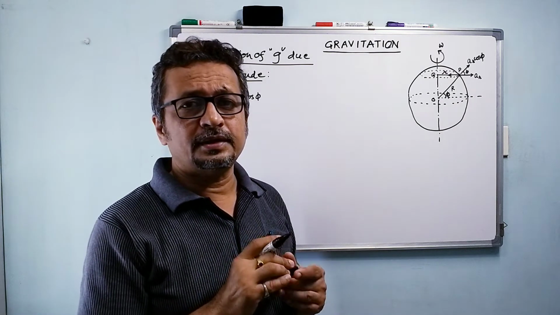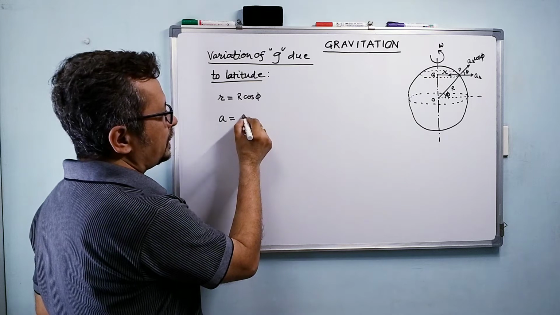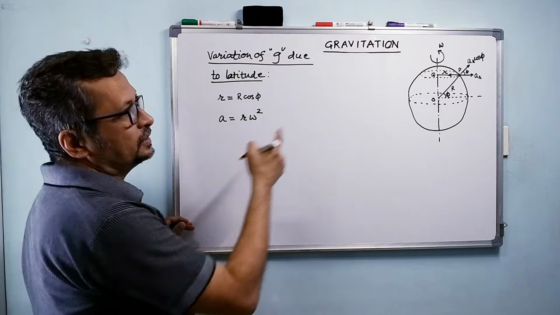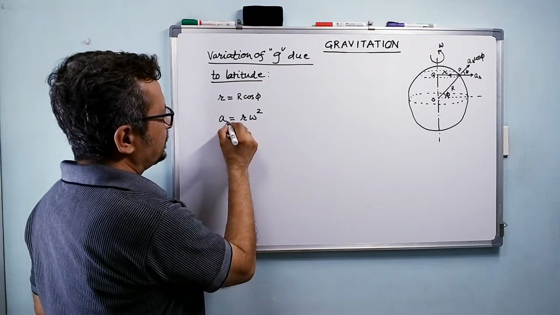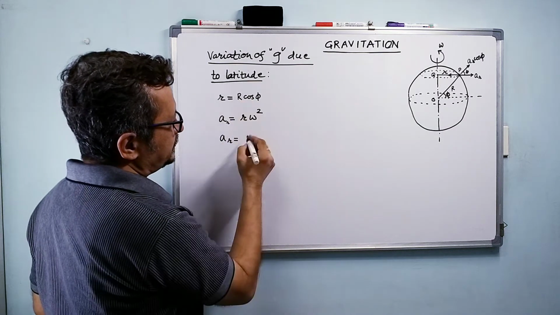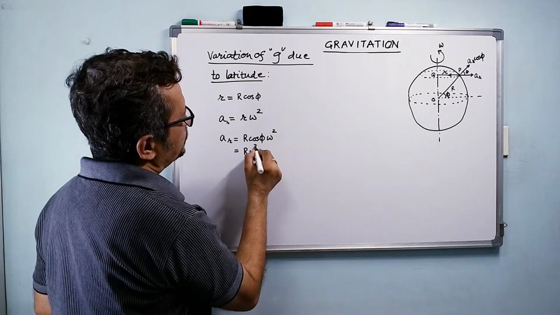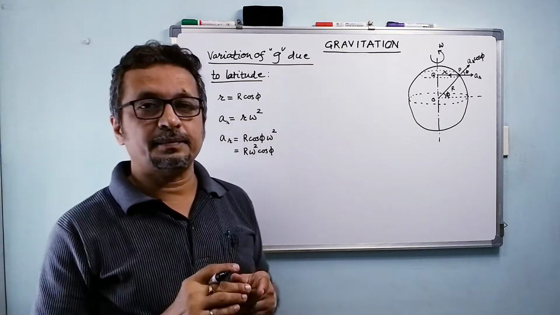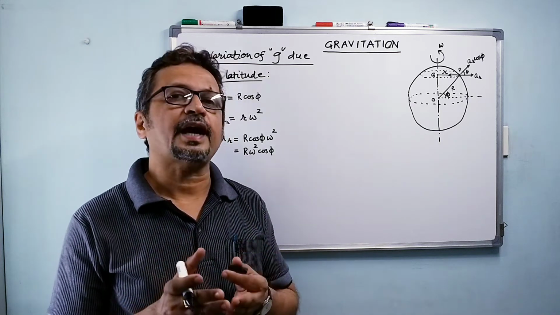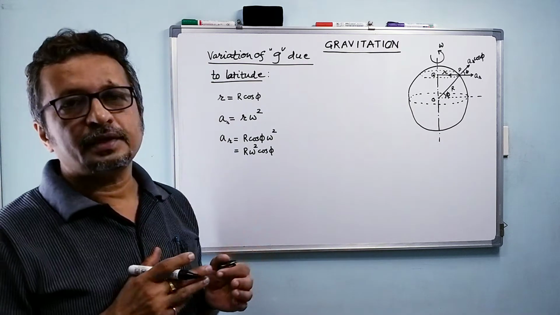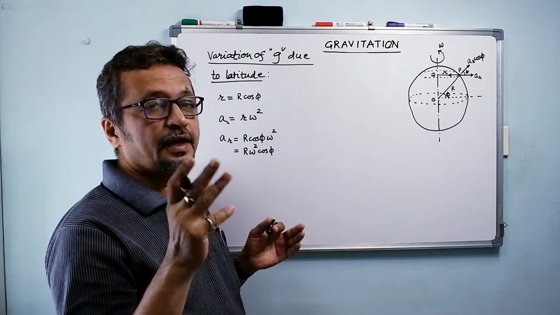Can we say something about the centripetal acceleration? What is the formula for centripetal acceleration? A is equal to r omega square. So that centripetal or radial acceleration AR would be equal to R cos phi into omega square, that is R omega square cos phi. You know that centripetal acceleration and centrifugal acceleration are equal in magnitude. Only thing is that centripetal acceleration acts towards the center of the circle and centrifugal acts away from the center. It is going to be radial, but acting away from the center.